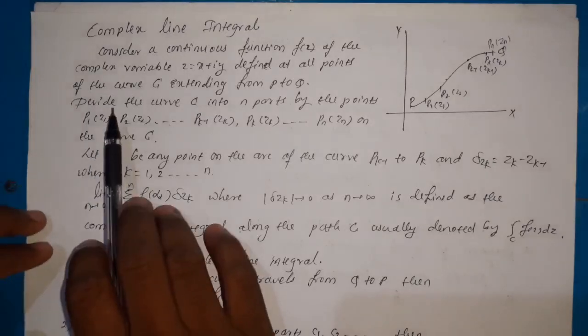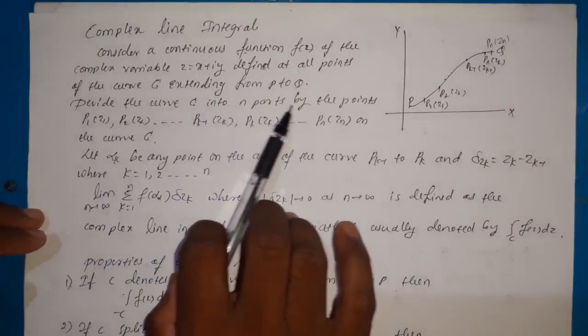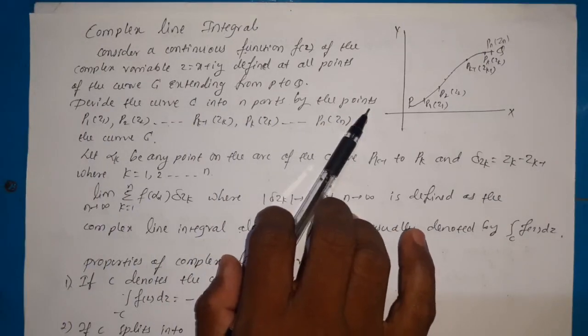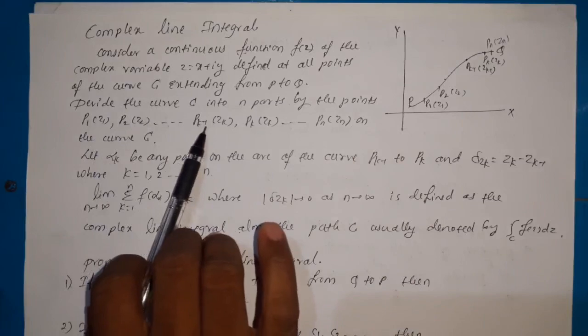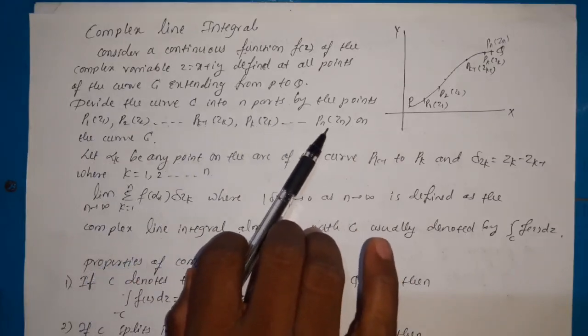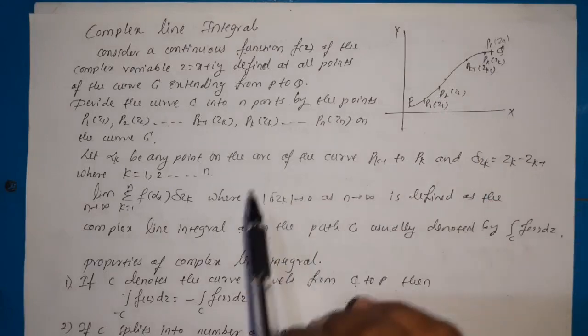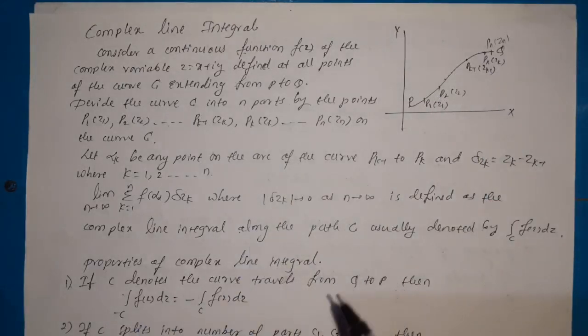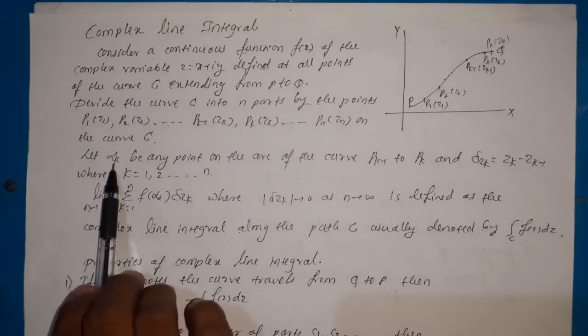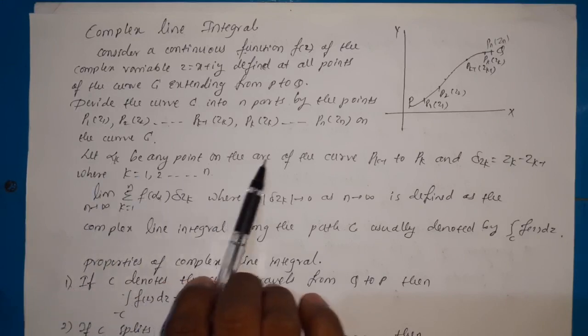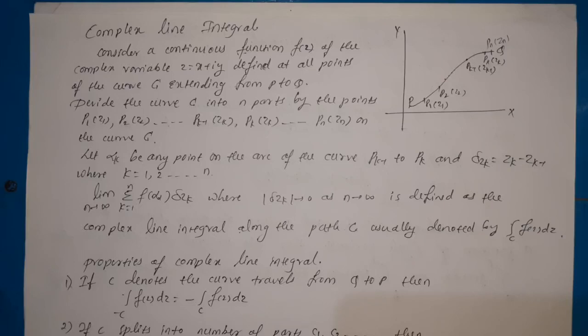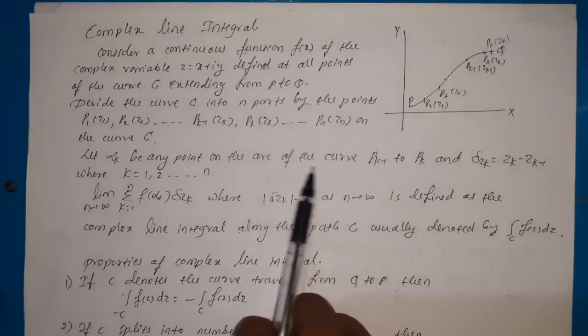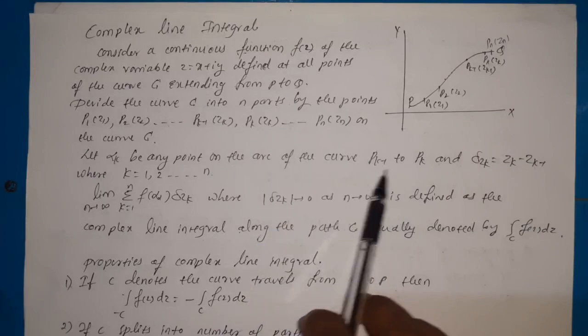Now divide the curve C into n parts by the points we have considered: P1, P2, Pk minus 1, Pk, and so on up to Pn. So there are a total of n points on the curve that we have considered. These points mark the parts of the curve. Now let us consider alpha k to be any point on an arc of the curve. An arc means a part of the curve PQ. Here let us consider the part from Pk minus 1 to Pk.